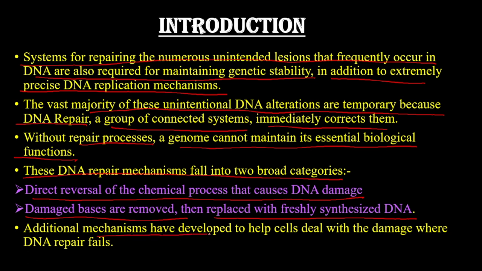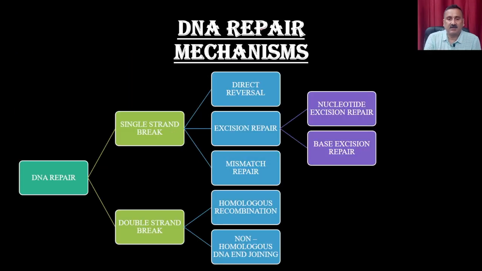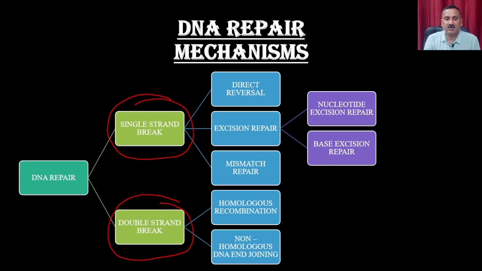Additional mechanisms have developed to help the cell deal with damage where DNA repair fails. For DNA repair mechanisms, you can have the single strand break repair mechanisms or the double strand break mechanisms. In the single strand break mechanisms, you can have direct reversal, excision repair, and mismatch repair, and within excision repair, you can have nucleotide excision repair or base excision repair.